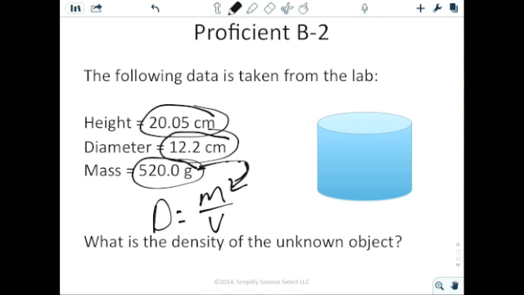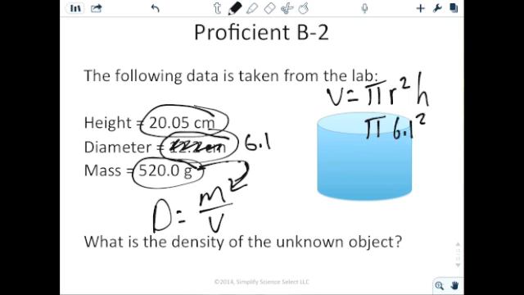If we look at this, we know that this object here is going to be a cylinder. And so the equation for the volume of a cylinder equals pi r squared times height, and that's going to be our equation for it. We have our diameter, so all we have to do to find the radius is divide by 2, and so our radius is going to be 6.1. We plug everything into that equation, and we get our volume: pi times our radius, which is 6.1 squared, times a height of 20.05.